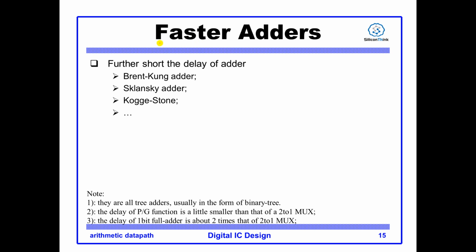Okay, is there any faster? Can we go even faster than carry look ahead or carry select? Or can we improve the area of carry select? Yes. Engineers or scientists have come to some solutions, such as BK and Kogge-Stone, KS and some others. They are all triangles, usually in the form of a binary tree. Okay? They are using triangles.